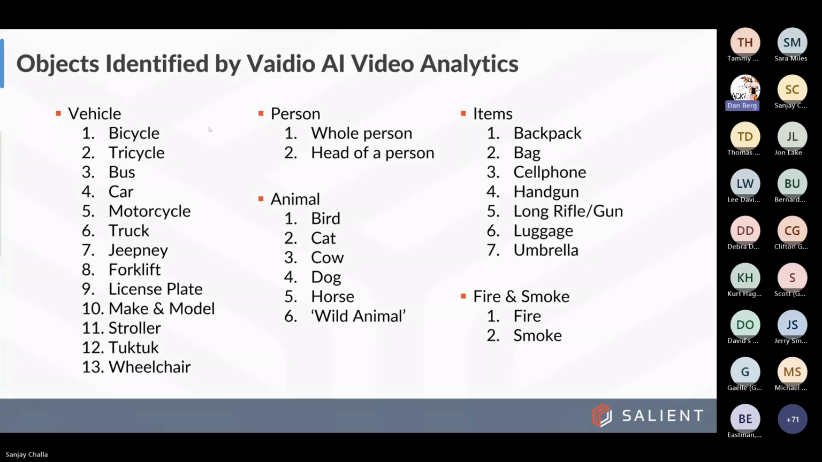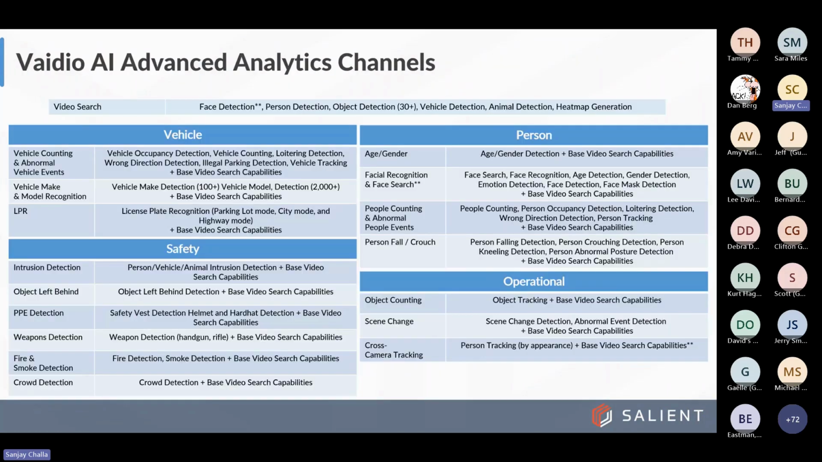So this is just the detection capabilities of Vaidio. And if you're looking for something that's not on this list, there's an option to have a custom trained AI to look for a specific object that you may have in your application. Amazing. And Dan, as you said, these are just the objects. It gets even more exciting in terms of what you can do with the objects, and I think that gets us to the advanced analytic capabilities that layer on top of these individual objects.